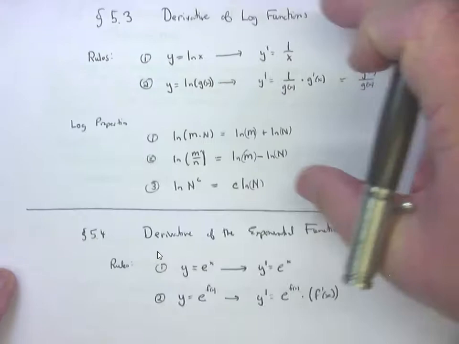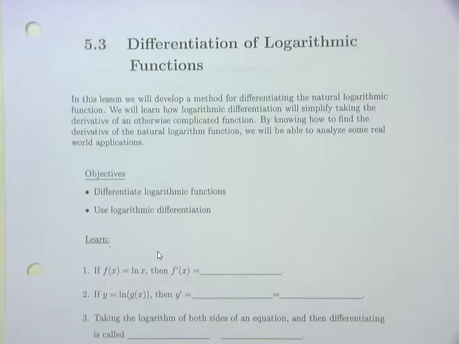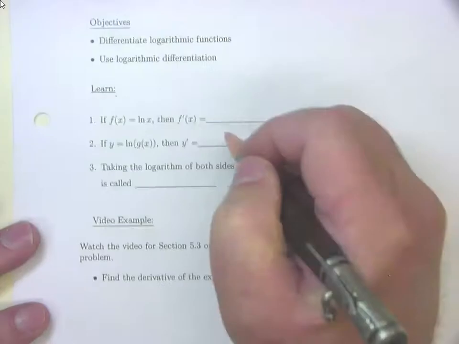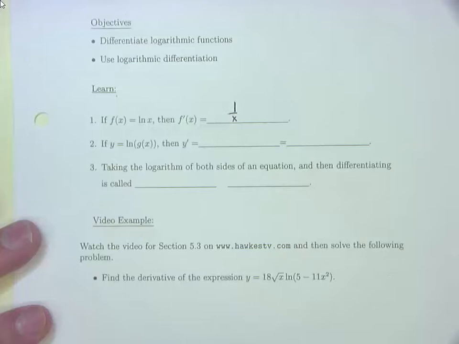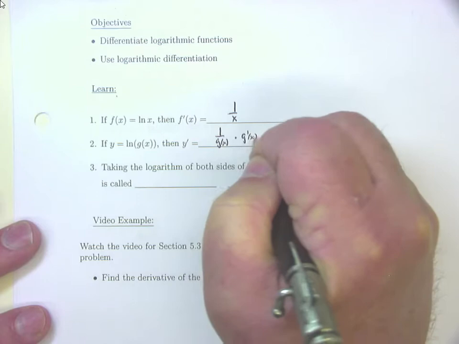So this is what we're doing today, 5.3 and 5.4. Let's take a look at some of our notes. This is from our section 5.3, and from 5.3, again, we talk about the idea of taking the derivative of logs. We go over here to our learn mode and basically focus on the basic rules. If f of x is equal to natural log of x, then f prime of x is equal to what? 1 over x, basic rule. And if you've got y equals the natural log of a function g of x, then y prime equals 1 over g of x times g prime of x. But that's also equal to g prime of x over g of x if you wanted to clean it up.